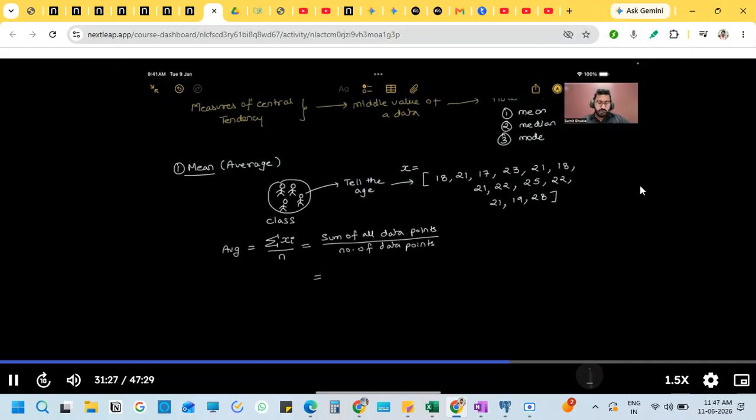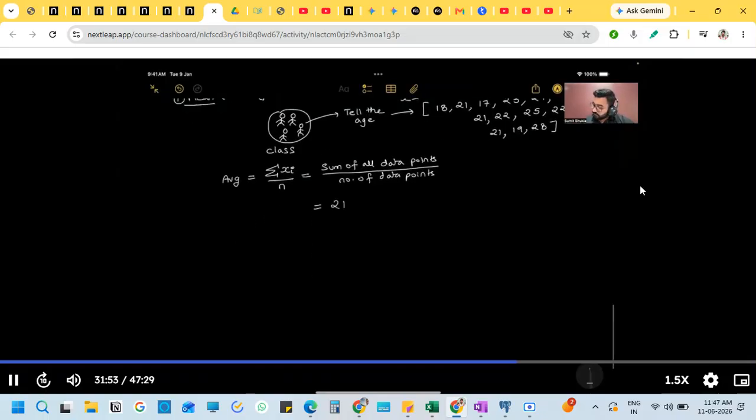Let's calculate it. I'll be using my calculator, and you can also do that. So 18 plus 21 plus 17 plus 23 plus 21, then 18, then 21 plus 22 plus 25 plus 22 plus 21 plus 19 plus 28, divided by the value of n. 1, 2, 3, 4, 5, 6, 8, 9, 10, 11, 12, 13. Divide by 13. We are getting 21.2.